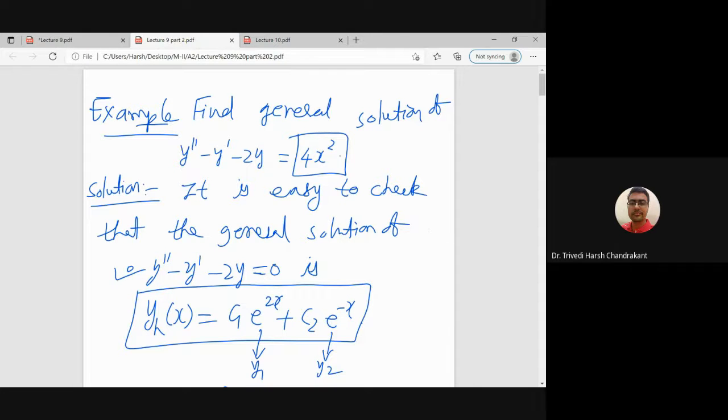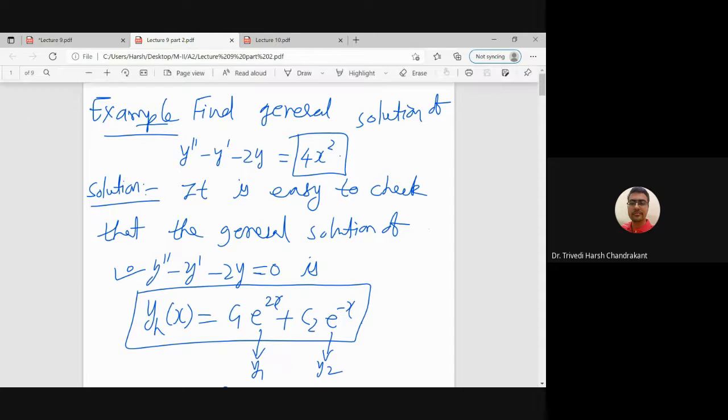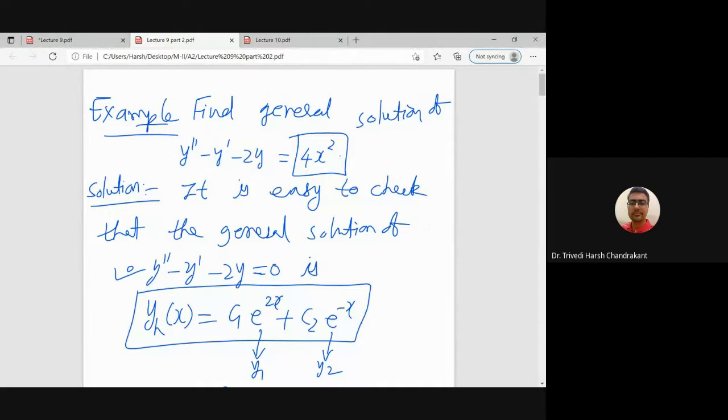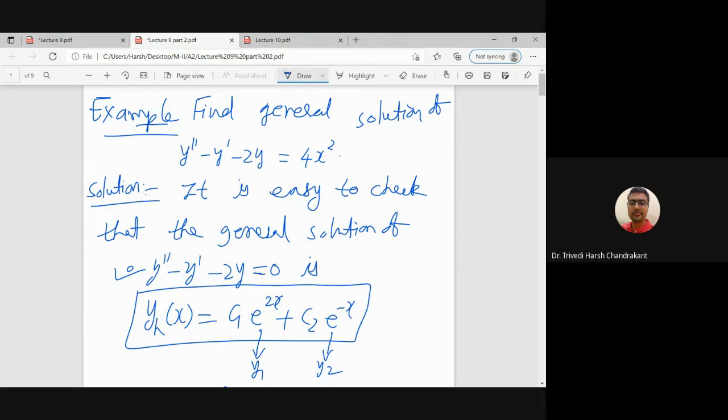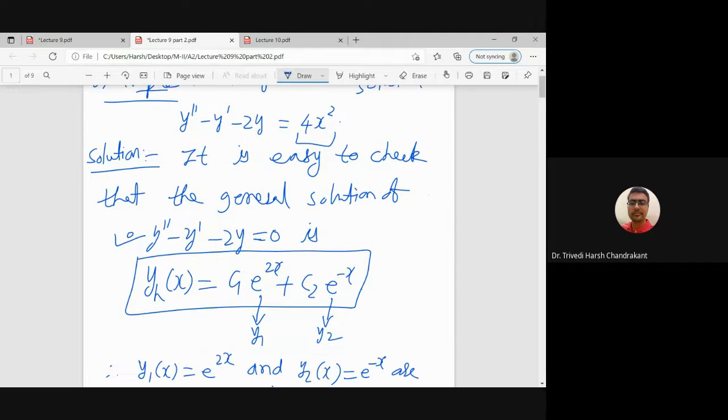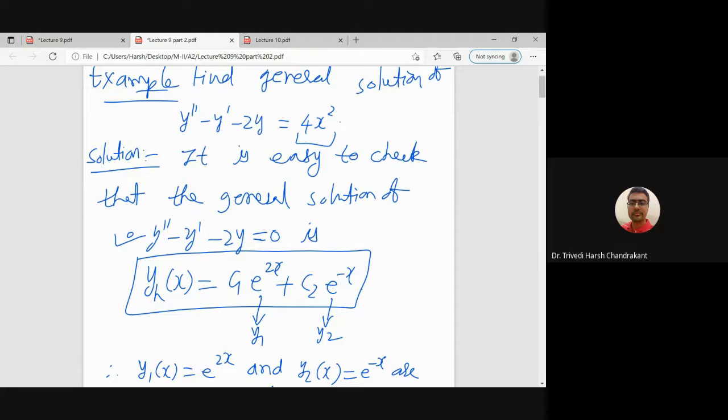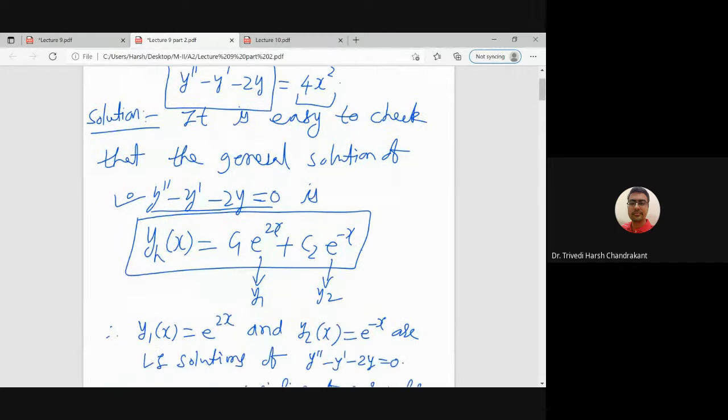So we started with this particular example: find the general solution of the second order linear differential equation, which is non-homogeneous, right? Because the right hand side function is non-zero. This is a non-zero function. So it is easy to check that the corresponding homogeneous equation is this part equals 0. And we know how to solve this equation because it is a second order linear differential equation with constant coefficients.